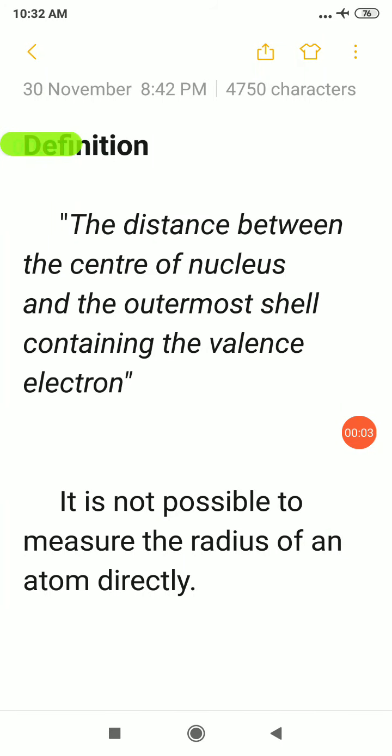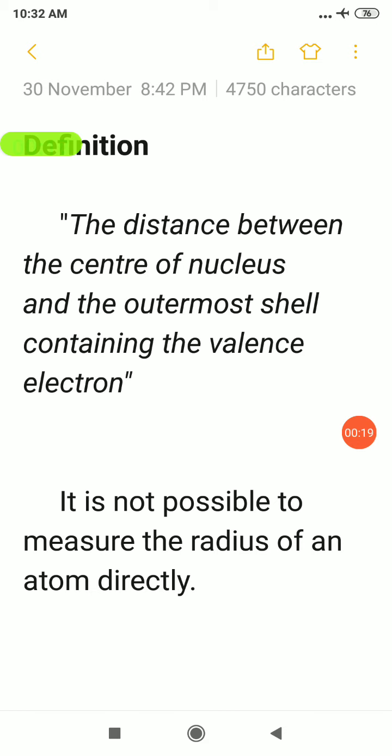Hello students, we have been discussing the topic periodic properties. In your syllabus, there are 5 periodic properties given. Those are atomic radius, ionic radius, ionization potential, electron affinity and electronegativity.